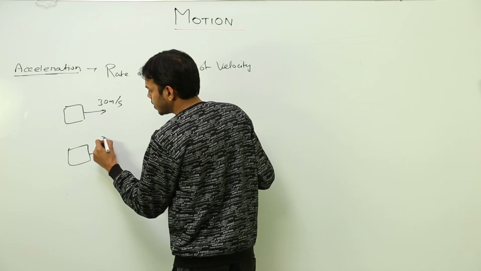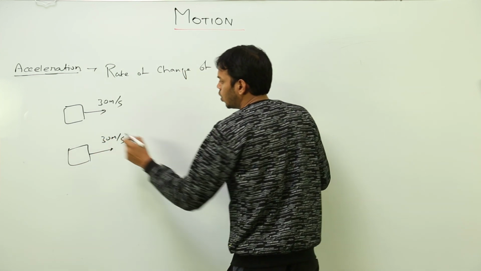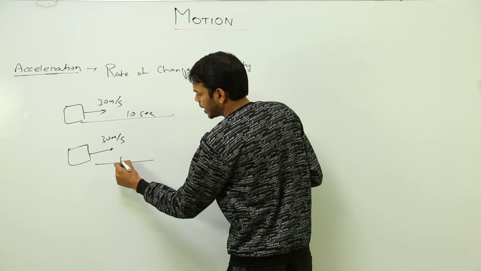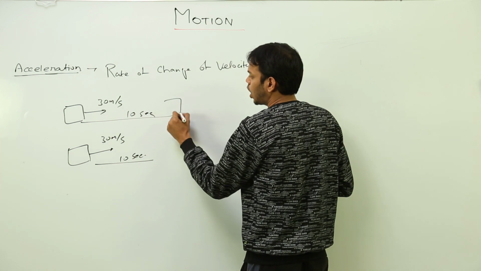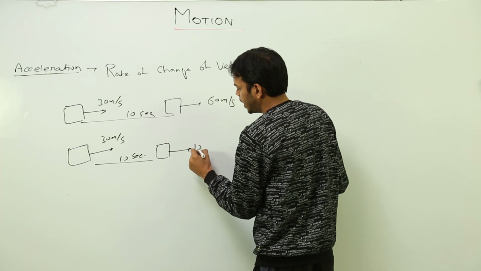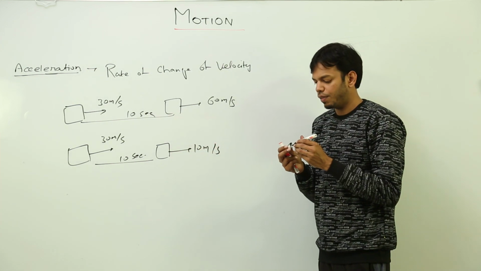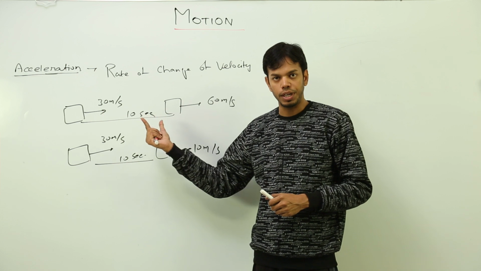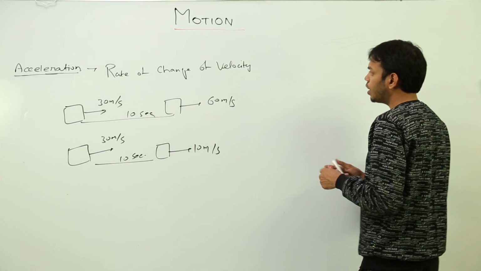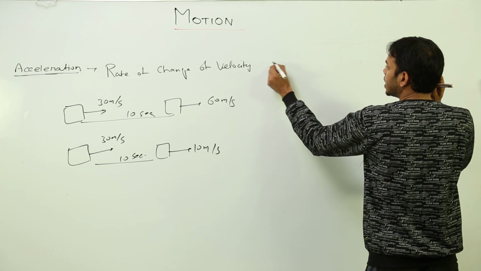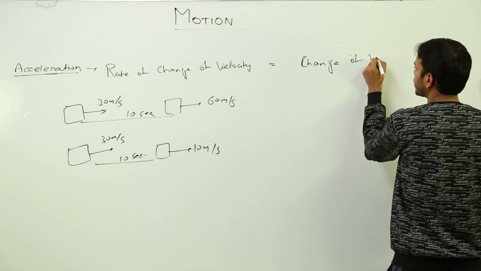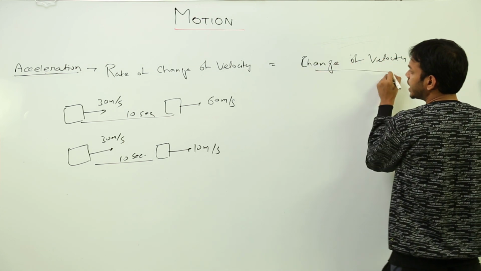taking two cases, is now, in an interval of 10 seconds, again 10 seconds, moving with 60 meters per second, and here it is moving with 10 meters per second. In the first case, the object increased its speed, whereas in the second case, the object decreased its speed. Acceleration means rate of change of velocity, that means change of velocity. What does this term rate mean?